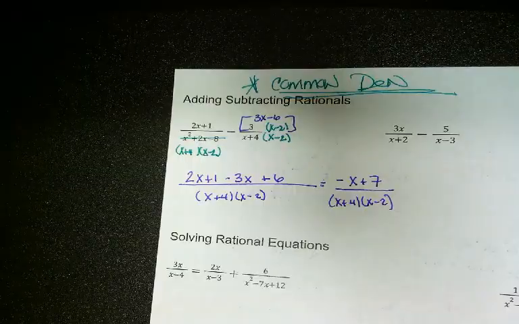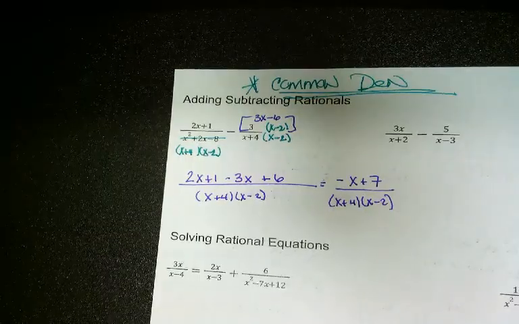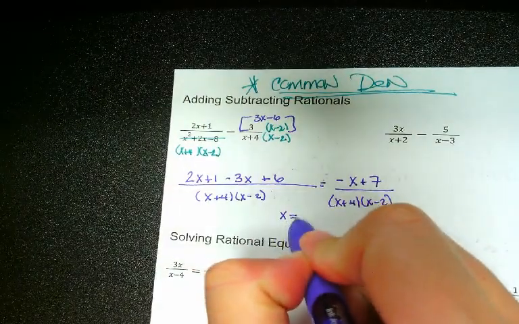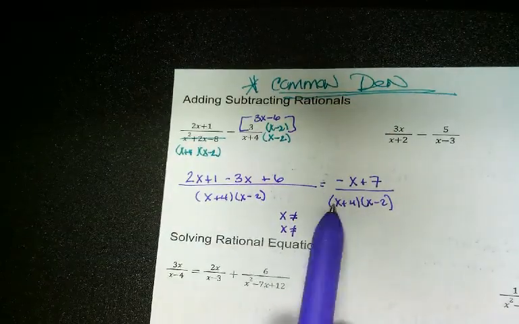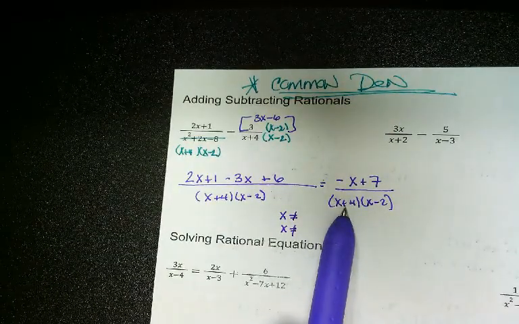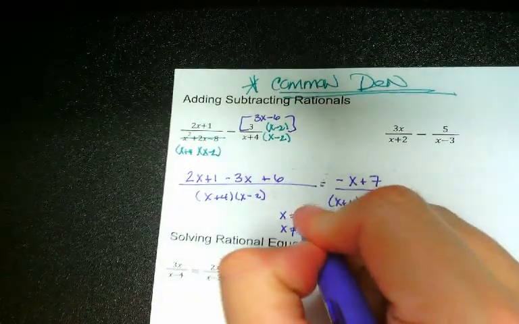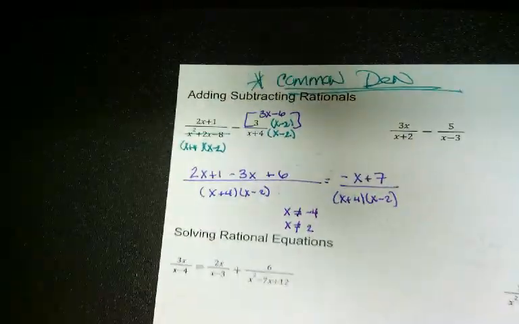It just is what it is, except state what x cannot equal. That is part of every rational equation. Two x's, so there's two values. X cannot equal -4, and x cannot equal +2.